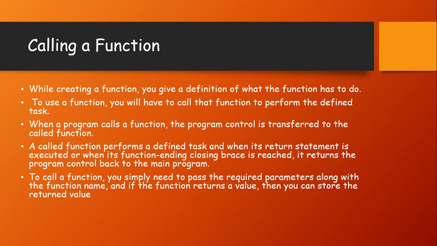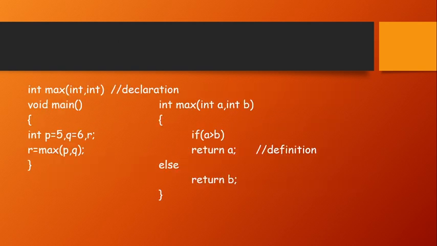Okay. To call a function, you simply need to pass the required parameters along with the function name, and if the function returns a value, then you can store the return value. So, let's see an example. So this is a function declaration part. I have declared a function int max(int, int); the semicolon is there.